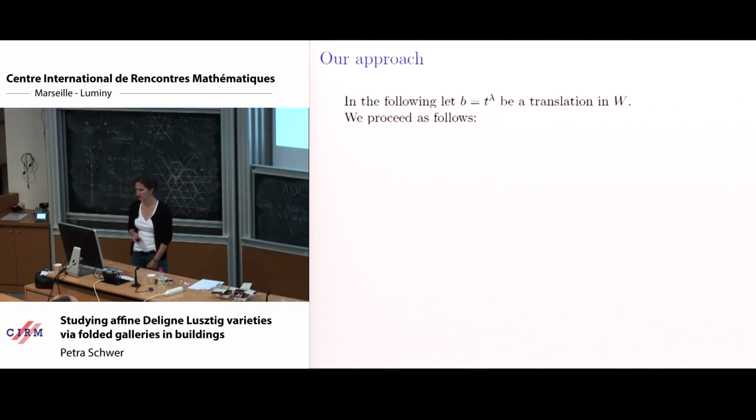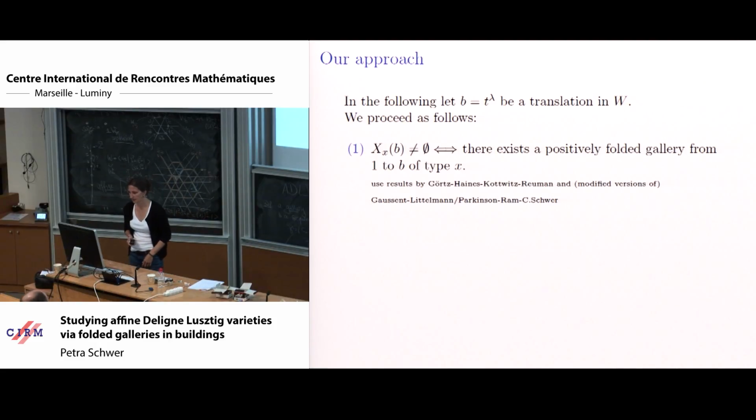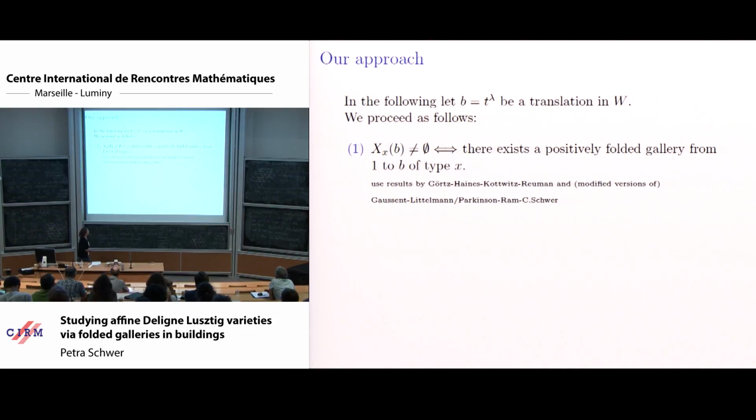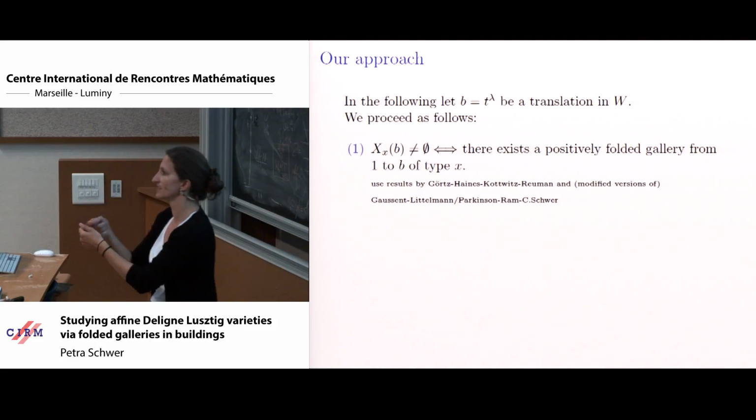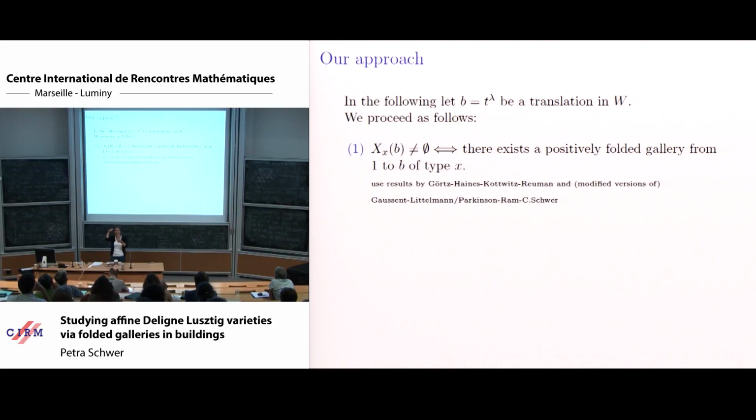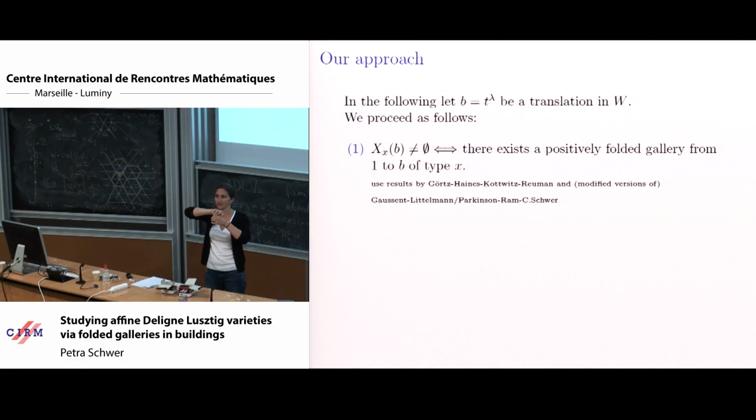The point is, we restrict to these translations, the pink things in the previous picture, and we do the following. We say that your affine Deligne Lusztig variety, parameterized by little x and b, is non-empty if and only if there exists a positively folded gallery from 1 to b of type x. So what does that mean? Remember, the type was the word you got from your codimension 1 panels in your gallery. A gallery from 1 to b means I start writing this word at the identity, do a bunch of folds in positive directions in some places, and then end up in the translated image of the identity simplex based at this translation b.